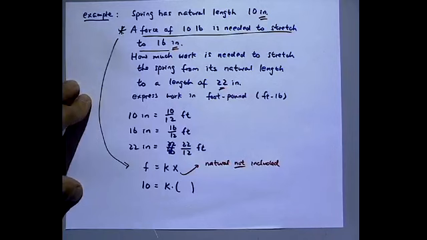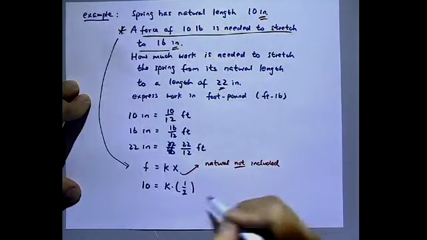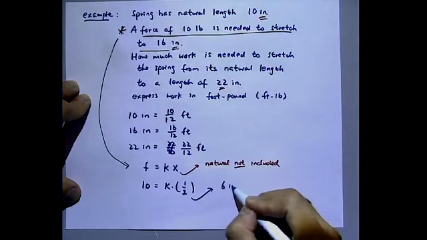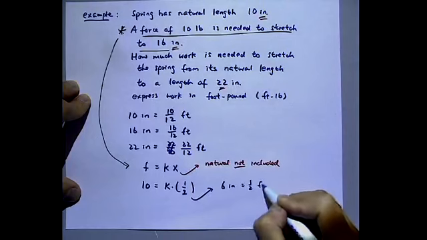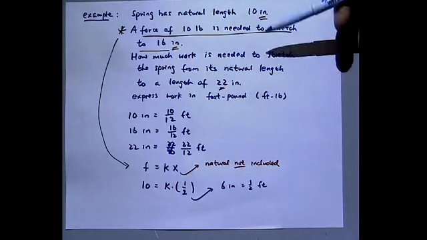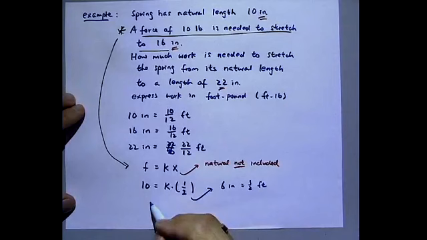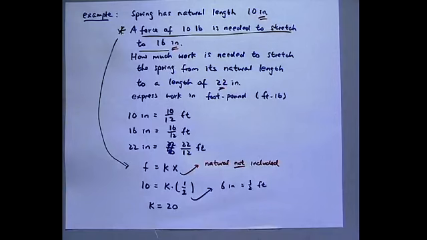6 inches, but units, we're going to go into feet, right? So 6 inches is half a foot. That's what this is saying. We're going from 10 to 16. I stretched half a foot. Now this tells me very clearly that K is equal to 20. So this spring has a spring constant of 20.